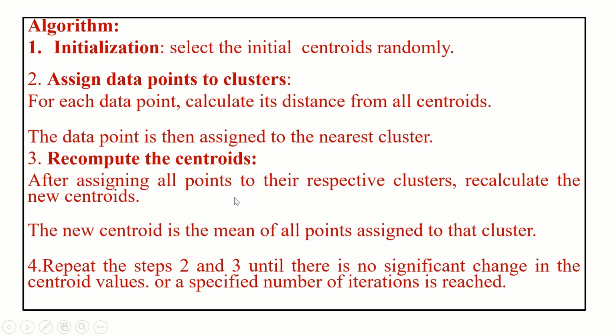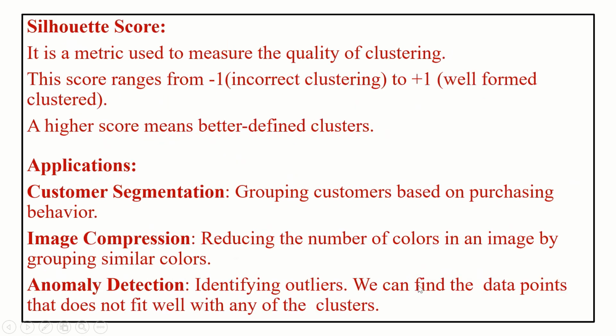After assigning all points to the respective clusters, we recompute the new centroids. The new centroid is the mean of all points assigned to that cluster. Repeat steps 2 and 3 until there is no significant change in the centroid value, that is, until it converges or a specified number of iterations is reached.